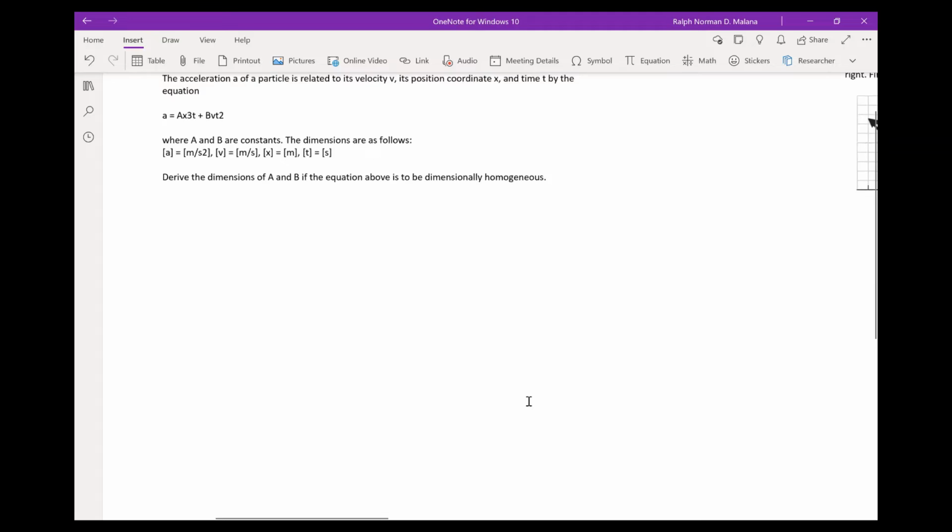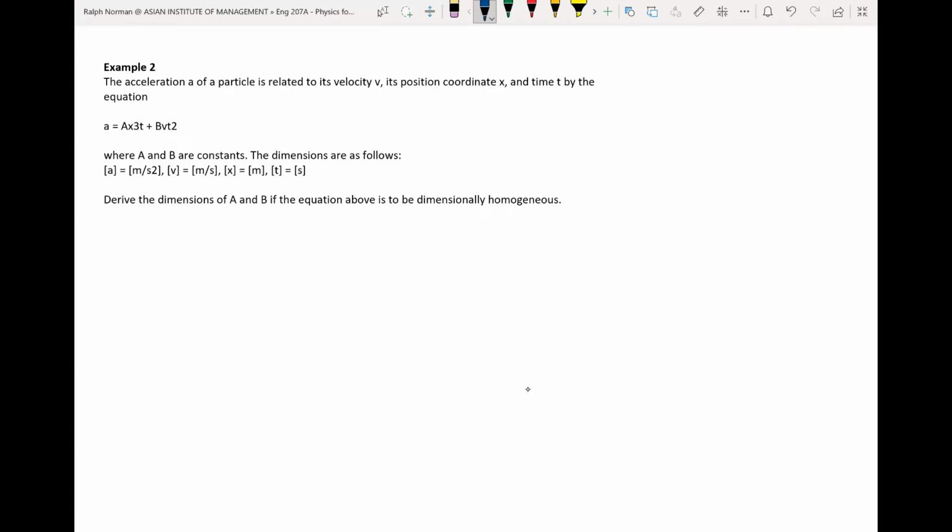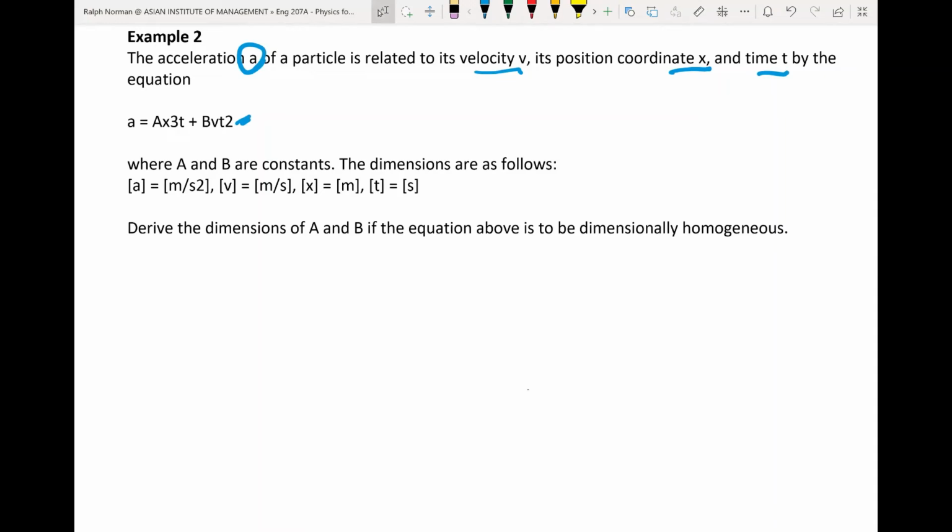Okay, there we go. So this is yung next example naman dun eh. So for example, let me just go full screen again. We're given the acceleration A of a particle, and it's related to its velocity and position coordinate x by time t, and represented by this equation. Can you see the equation? It's actually ax cubed. I'm sorry. It's supposed to be ax cubed. Let's do it this way na lang. Ax cubed and t squared. Yeah, basically ganyan yan.